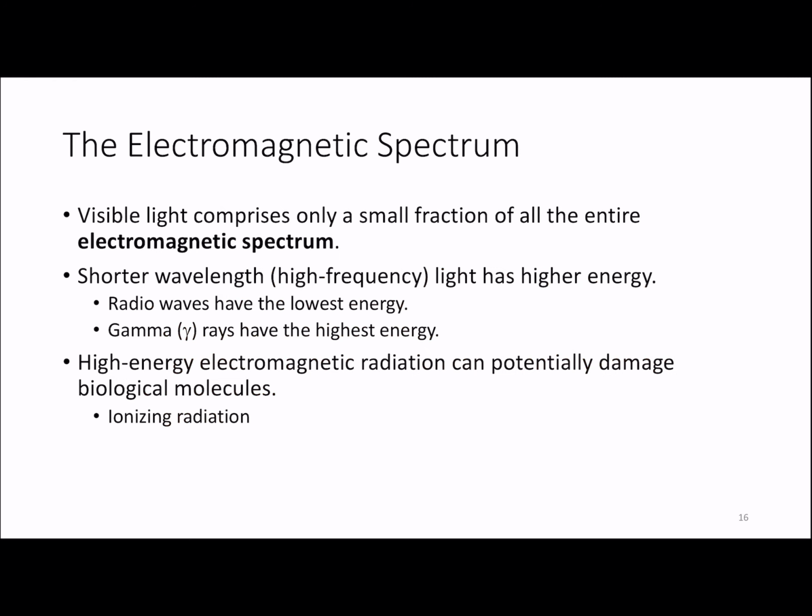So visible light really only comprises a small fraction of the entire EM spectrum. Shorter wavelength or high frequency light has higher energy. So in the EM spectrum, we go all the way from radio waves, which are very low energy, up to gamma rays, which have the highest energy.